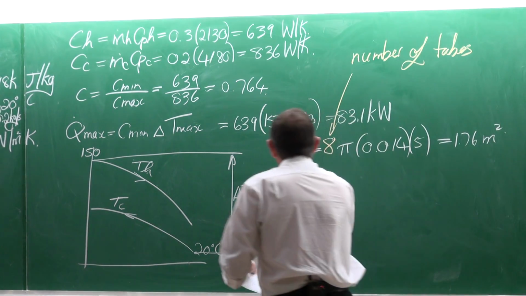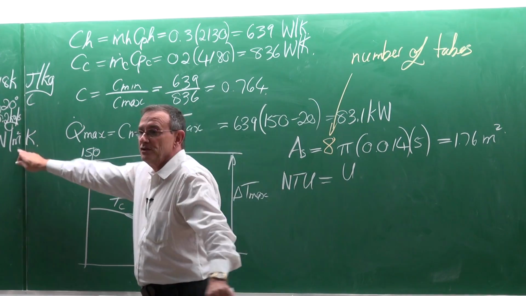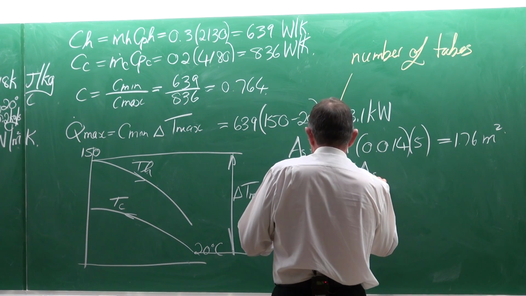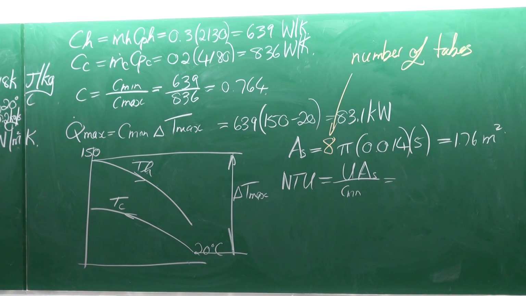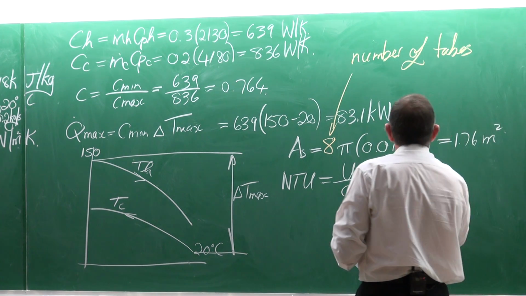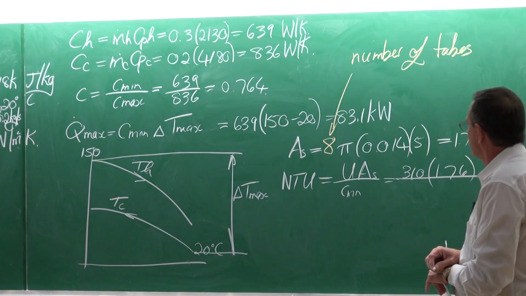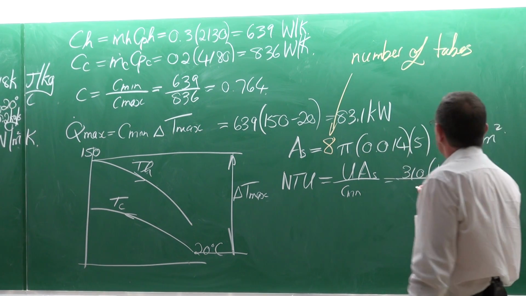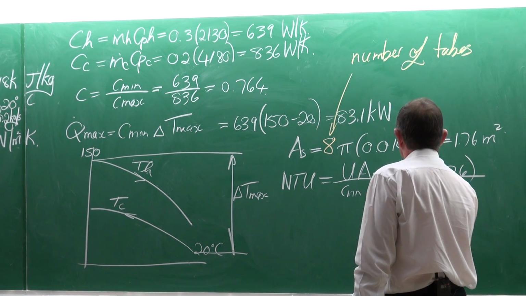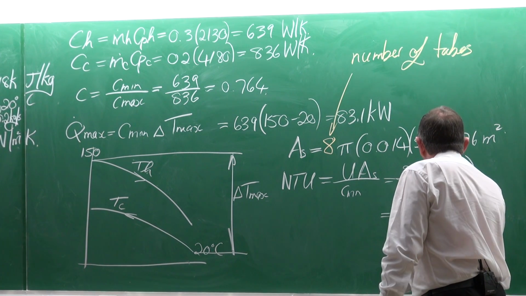We need this because we can then use it to calculate the NTU, which is equal to the overall heat transfer coefficient multiplied by the surface area divided by C minimum. The overall heat transfer coefficient is equal to 310 multiplied by the surface area 1.76 divided by C minimum, and C minimum is equal to 639. And that is an NTU value of 0.854.